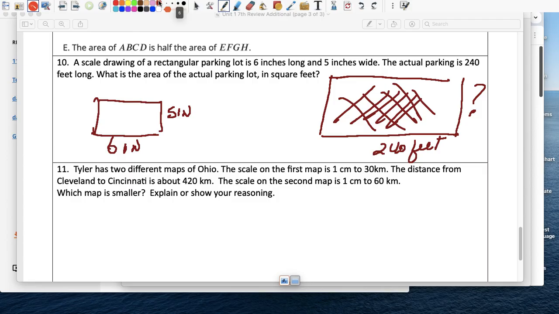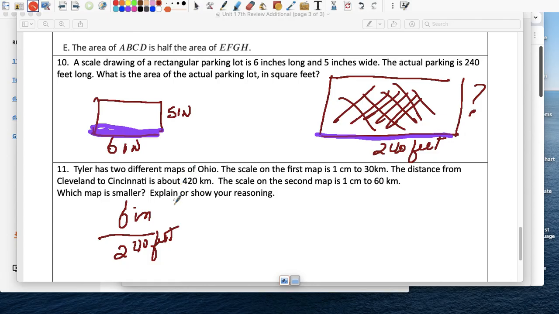Let's find the scale. According to this, it says that's 6 inches, and we can tell just by looking at the picture that this 6 inches is represented by this side. I couldn't do 5 inches because I don't have the height. So 6 inches represents, in real life, 240 feet.